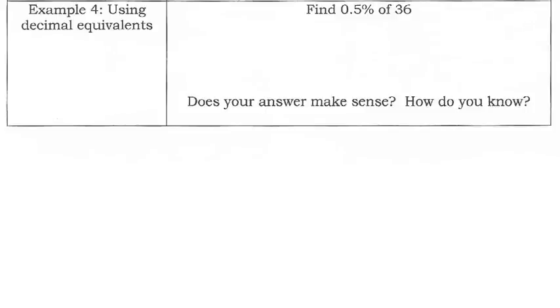Example 4, we're going to use decimals again to calculate the percent of a number. So we have to turn 0.5% into a decimal by swooping the decimal 2 places. So we're going to multiply 0.005 times 36. You can use your calculator to multiply this out, and your answer is 0.18.